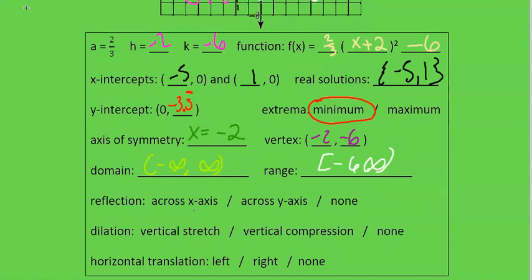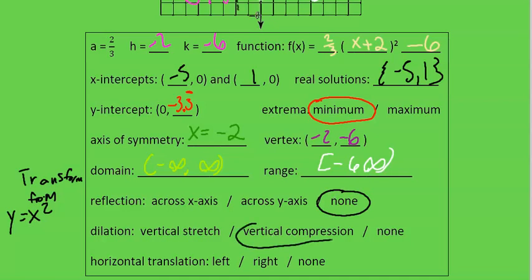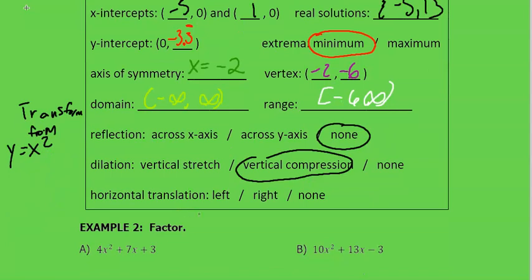Transformations, if it ever doesn't specify, just assume transformations from the parent function x squared. So there's no reflection, there's a vertical compression. It goes to the left, and then it goes down.